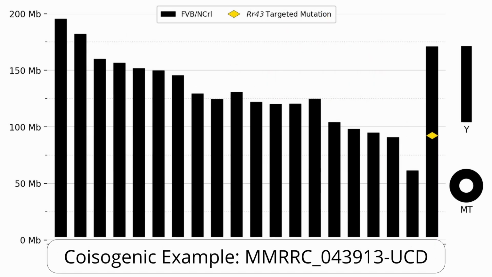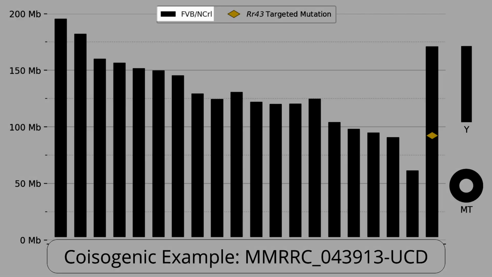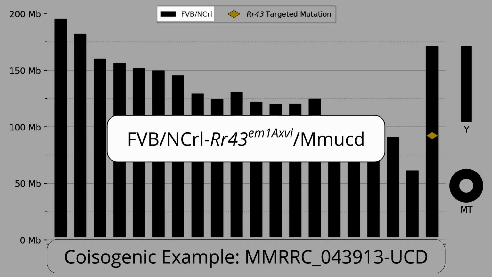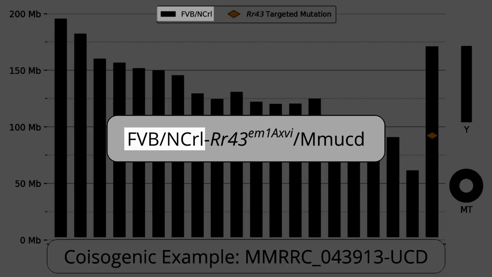Co-isogenic strains are the simplest genetically, as the donor and recipient are the same strain or substrain. Only one genetic background is present in these strains. The names of these co-isogenic strains specify the genetic background, the locus and allele of interest, and the current holder.